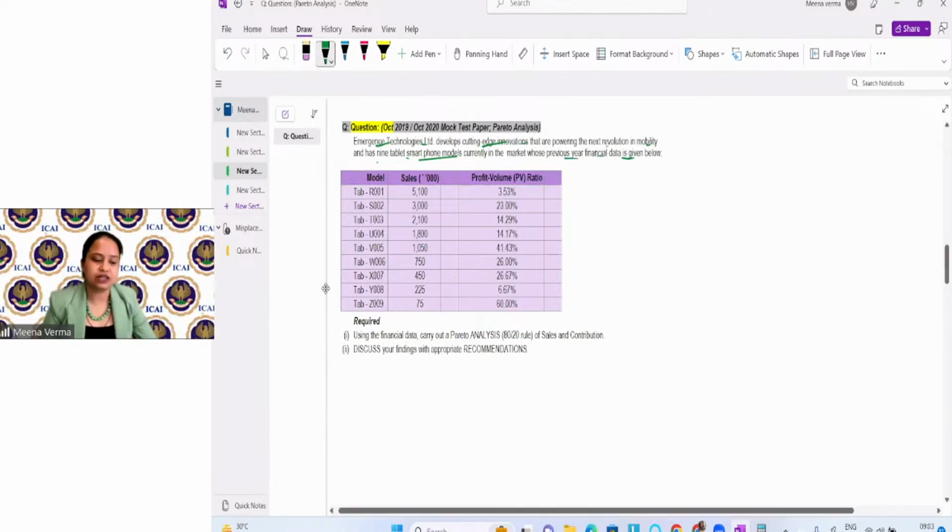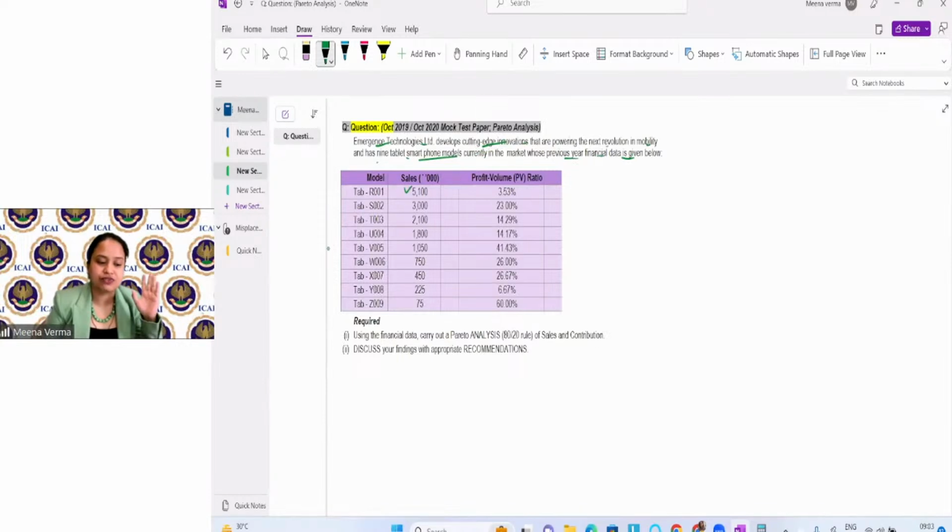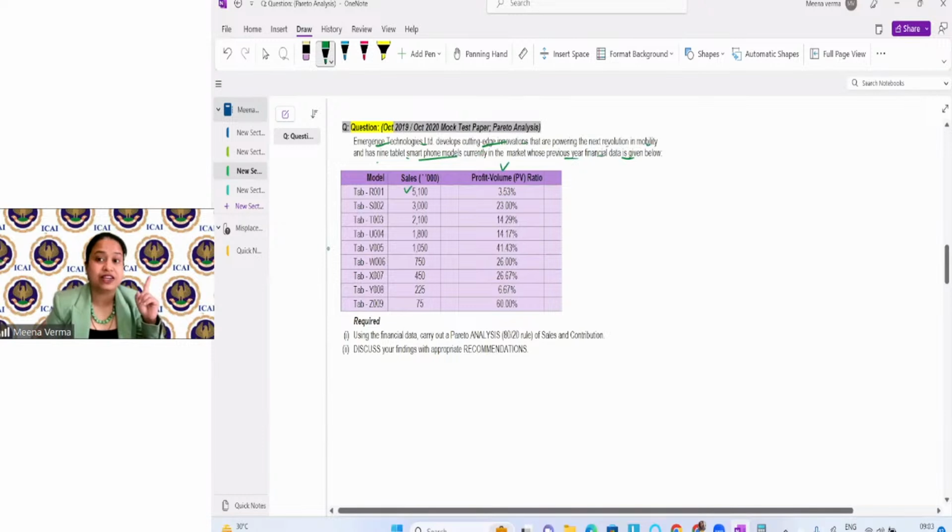So what is happening here? The company has these 9 models of their tablets. All right, and their sale is given. So the total sale of these 9 tablets is given here, and they have given the PV ratio for these tablets. So if the PV ratio is given, we can calculate the contribution for these tablets, right?